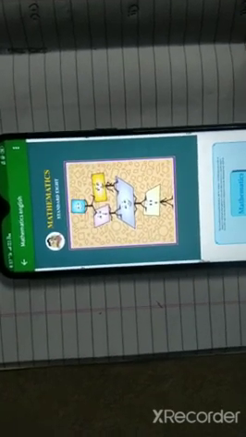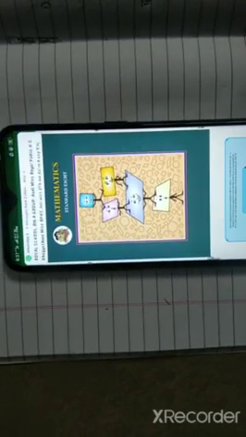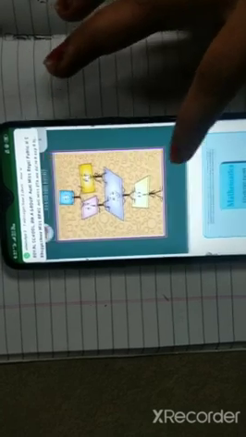Students, today we'll start with our mathematics for standard 8. This is how your textbook looks. This is the front cover of your textbook. Hope you all have the textbook along with you. Starting with chapter number 1, that is rational and irrational numbers.